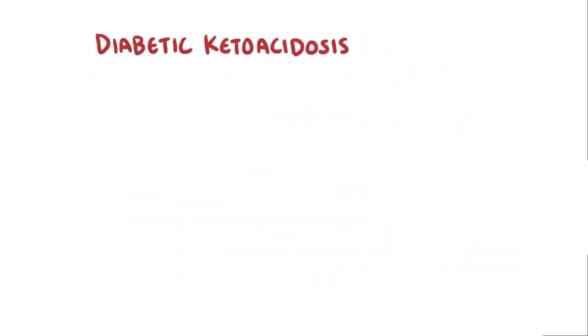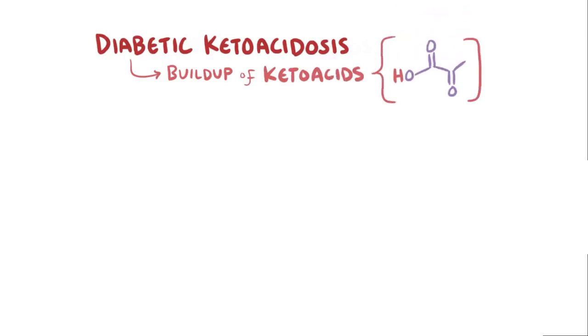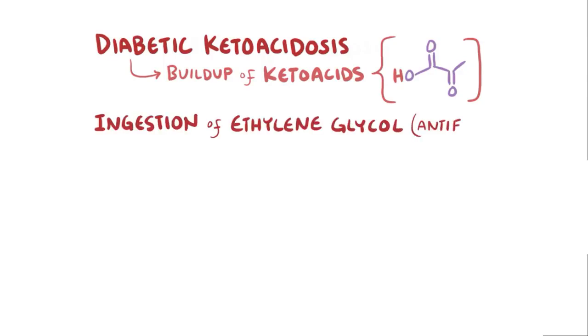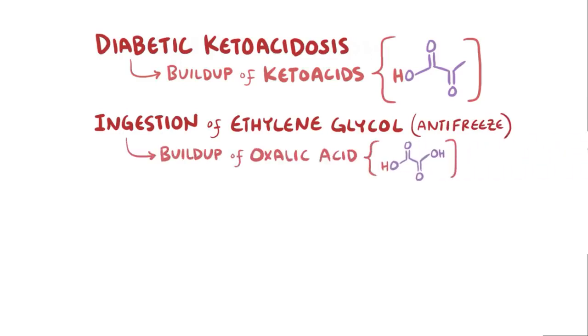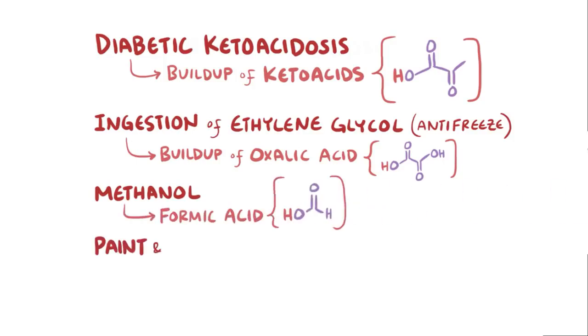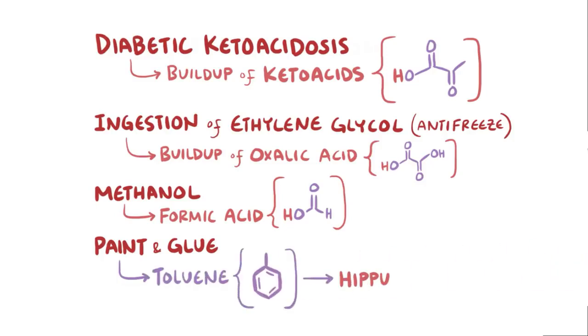Another situation might be diabetic ketoacidosis, which leads to a buildup of keto acids, which are also molecules that carry along a proton. Yet another situation might be after accidental ingestion of ethylene glycol, which is a common antifreeze. This can cause oxalic acid to build up. Also, a metabolite of methanol, which is a highly toxic alcohol, is formic acid. Paint or glue has a molecule called toluene, which leads to a buildup of hippuric acid.